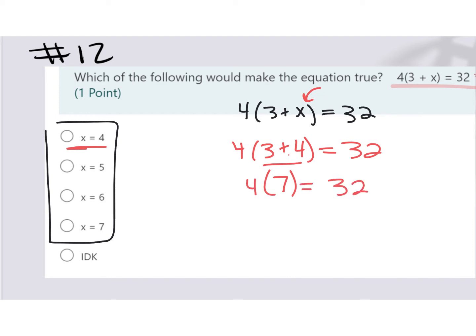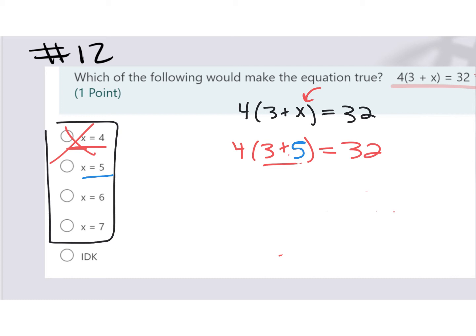Okay, and all I did was just bring down everything else, and then we need to do 4 times 7, which is 28. Does 28 equal 32? No. So A is wrong. All right, so now we're going to try the next number. Let's try 5. So plug in a 5 right here.